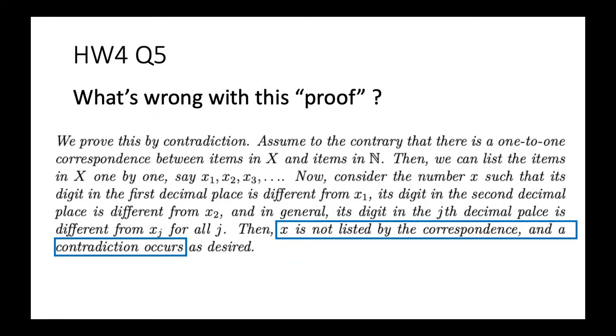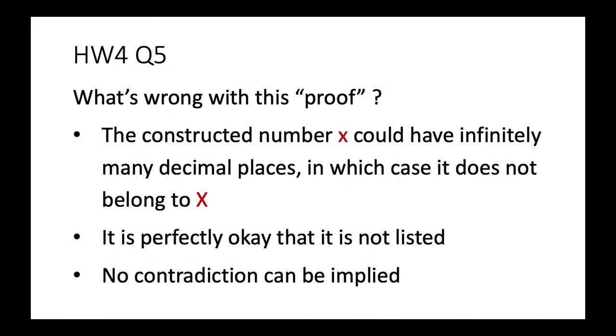And then we generate a certain number little x such that the first digit of x is not the same as the first number's, the second digit of x is not the same as the second number's, and so on and so forth. In that case, this x will not be listed in the correspondence, but then this x looks like a number between 0 and 1 and should be in X. So we say a contradiction occurs. But there's actually something wrong with this proof. The reason is that the constructed number x could have infinitely many decimal places. And if that is the case, then it does not belong to the big set X.